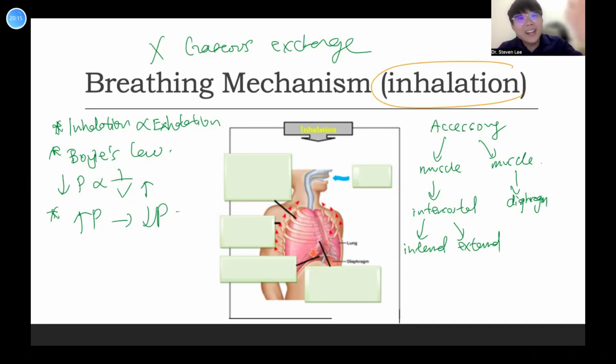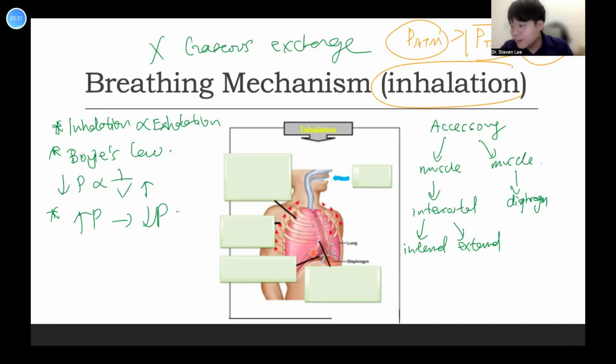Simple question. You want the air to come in, right? So outside must be higher. So your P atmospheric must be higher than the P inside your thoracic cavity. Betul tak? But you know that atmospheric pressure is constant. You cannot change it, right? So can we do something with the pressure in the thoracic cavity? If you want the pressure to go down, your volume must go up. So that's why whatever we do is to increase the volume. How do we increase the volume?